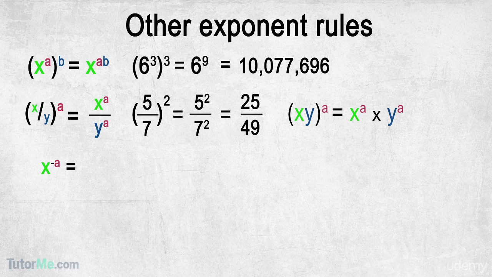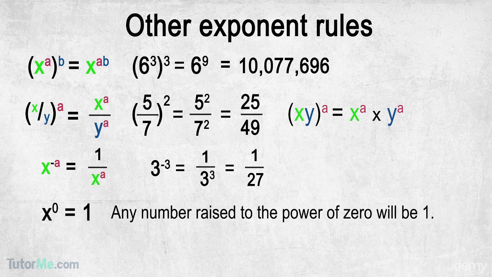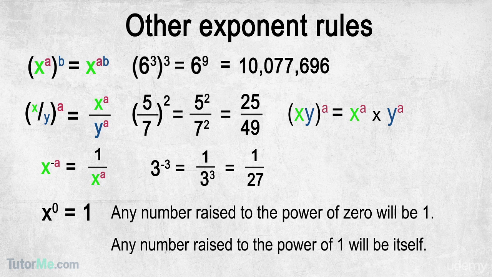A number raised to a negative exponent equals 1 over that number raised to the same positive exponent. For example, 3 to the negative 3rd equals 1 over 3 to the 3rd, which is equal to 1 over 27. Any number raised to 0 is 1. Any number, whether it's 1, 500, 2,000, or 3 million. Any number raised to 1 is simply that number. For example, x raised to the 1st is x.